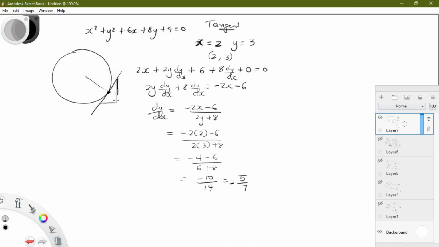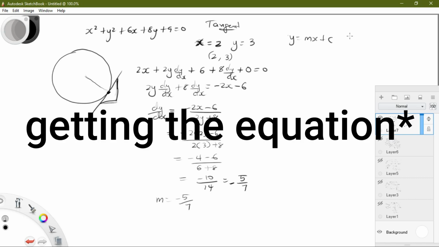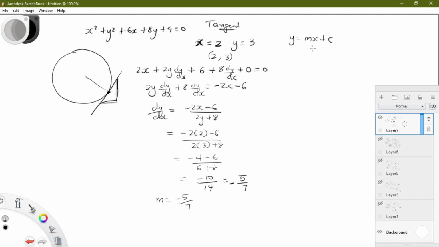That is the slope of this tangent. Now we already know that the slope of the tangent, the m of the tangent, is minus 5 all over 7. The question now is, how do we get the equation of this tangent? From the idea of basic mathematics, y equals mx plus c is the general formula. We already know that m here is minus 5 over 7, but we do not know what c is, right? How do we get c?